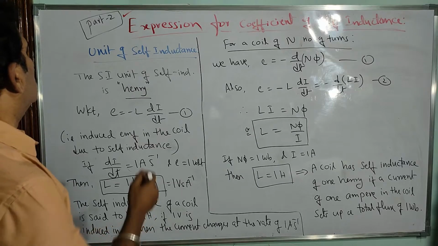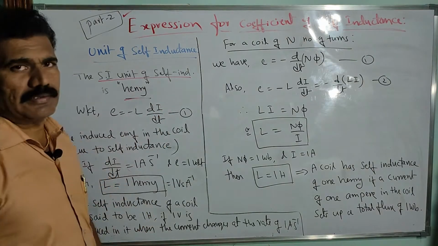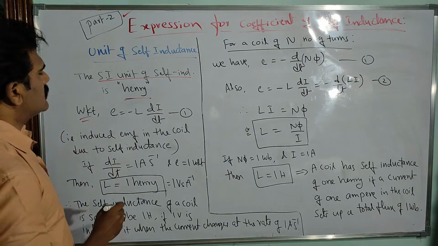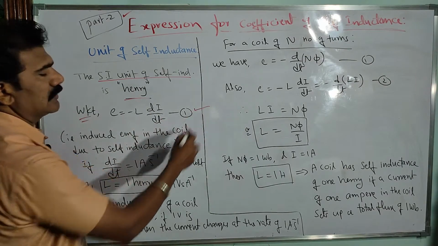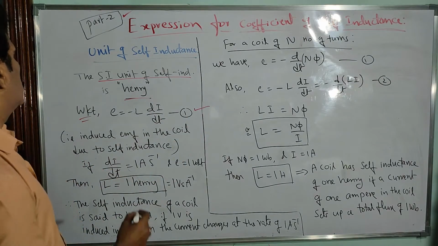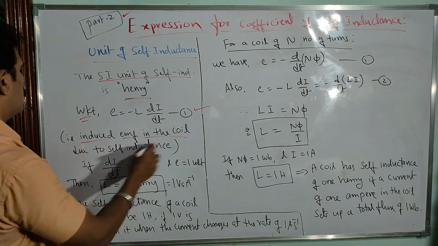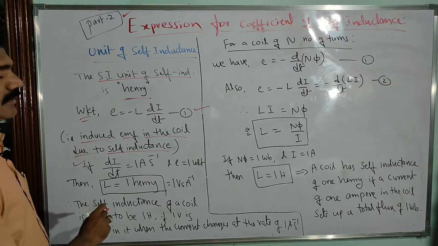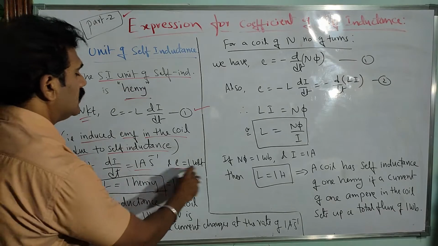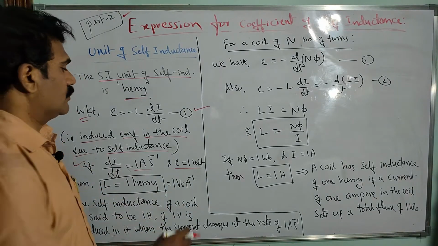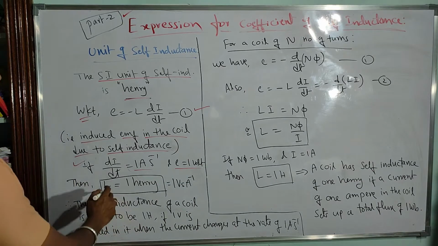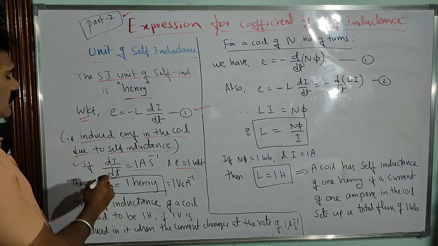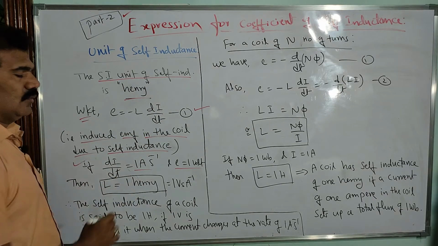So the SI unit of self-inductance is actually called Henry. As we already have the equation for induced EMF as E is equal to minus L into di by dt, correct? Now consider that equation. We call it the induced EMF in the coil due to the self-inductance, isn't it? So in that equation, suppose di by dt is equal to 1 ampere per second and E, the EMF produced in the coil, is also equal to 1 volt, then we can say L is equal to 1 Henry, because E is equal to 1, di by dt is also equal to 1, therefore the magnitude of L is equal to 1 Henry.